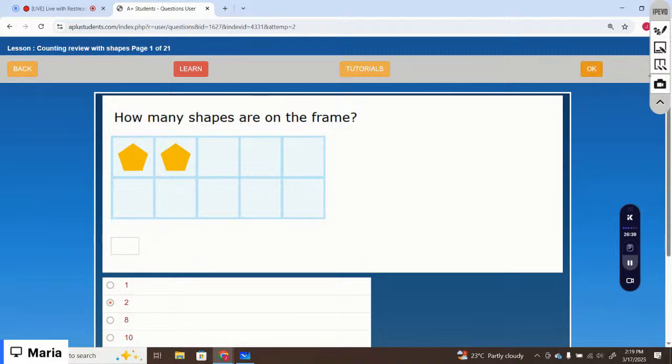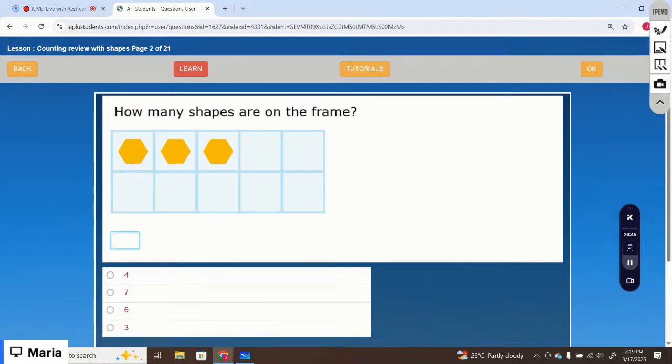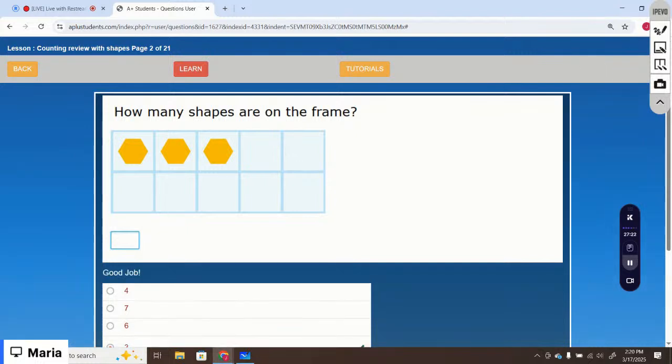Two shapes. The correct option is two. How many shapes are on the frame? There are only three frames. Option number four is the correct option.